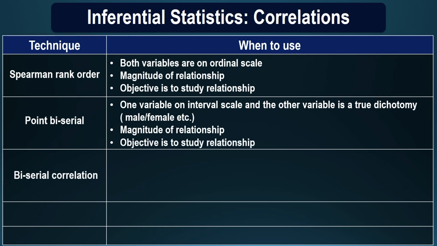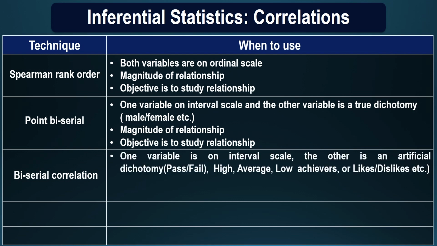Biserial correlation, on the other hand, is used when one variable is on interval scale and the other variable is an artificial dichotomy created by the researcher. Maybe you have a category which is pass or fail, or you categorize the sample into high, average, and low on the scale, or you have likes and dislikes for a particular phenomena.